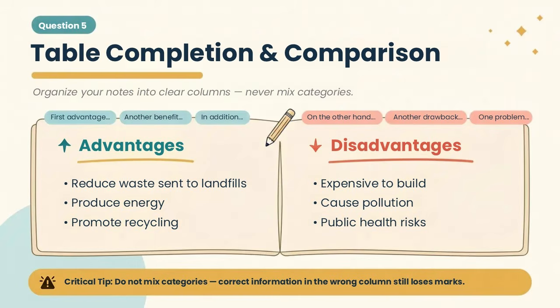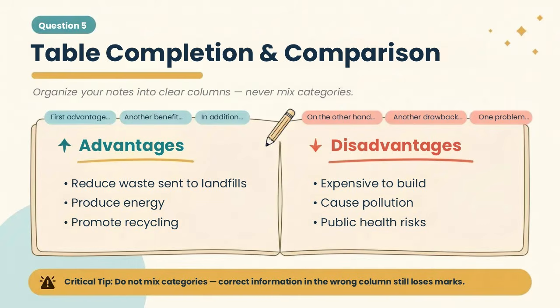If the lecturer says, "Let's look at the advantages and disadvantages," divide your notes into 2 columns: advantages, disadvantages. Then write the points under the correct heading. For example, advantages: reduce waste sent to landfills, produce energy, promote recycling. Disadvantages: expensive, cause pollution, public health is at risk. Tip: signal words are very important here.